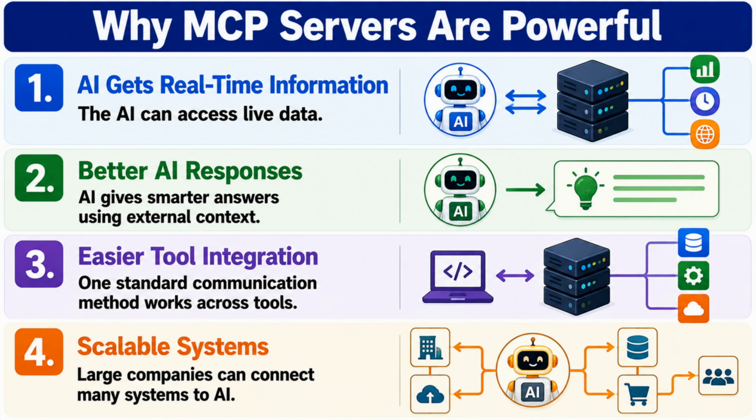Why are MCP servers powerful? First, AI gets real-time information. The AI can access live data. Second one, AI provides better responses. AI gives smarter answers using external context. Third one is easier tool integration. One standard communication method works across many tools. Fourth one is scalable systems. Large companies can connect many systems to AI.